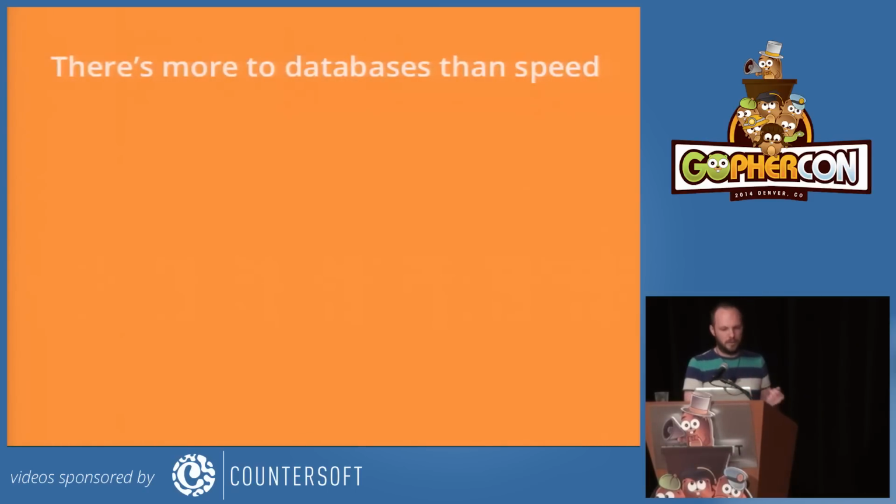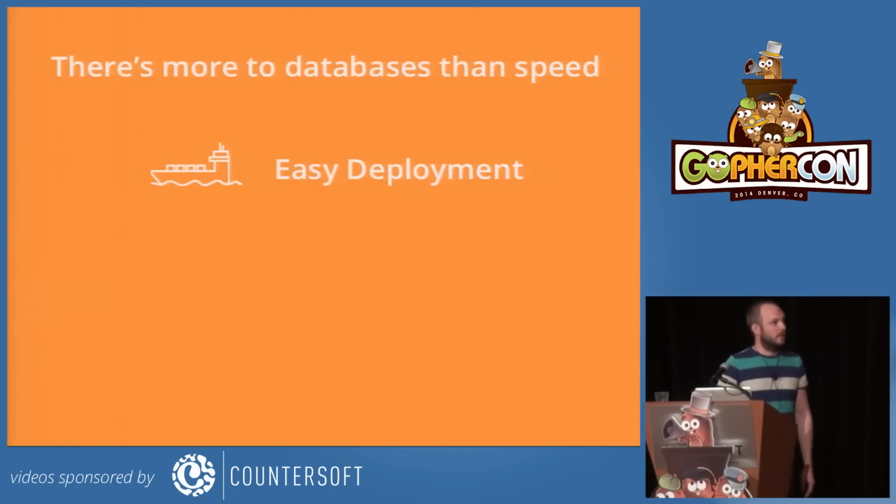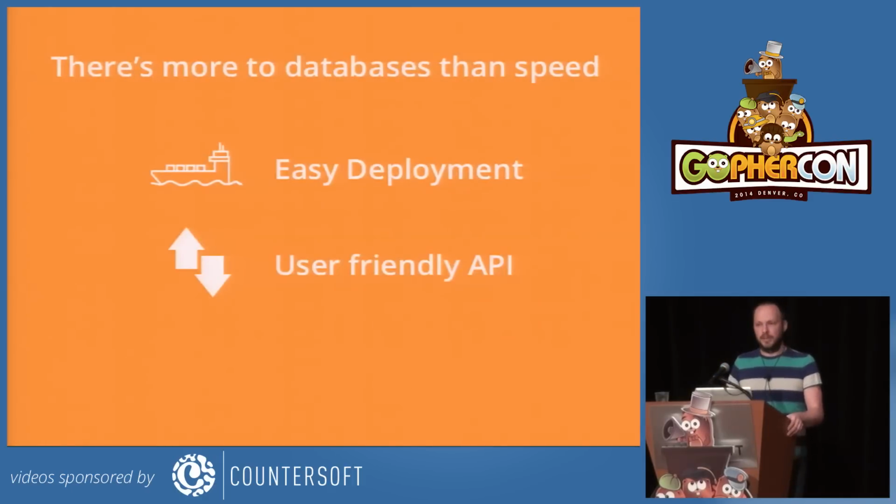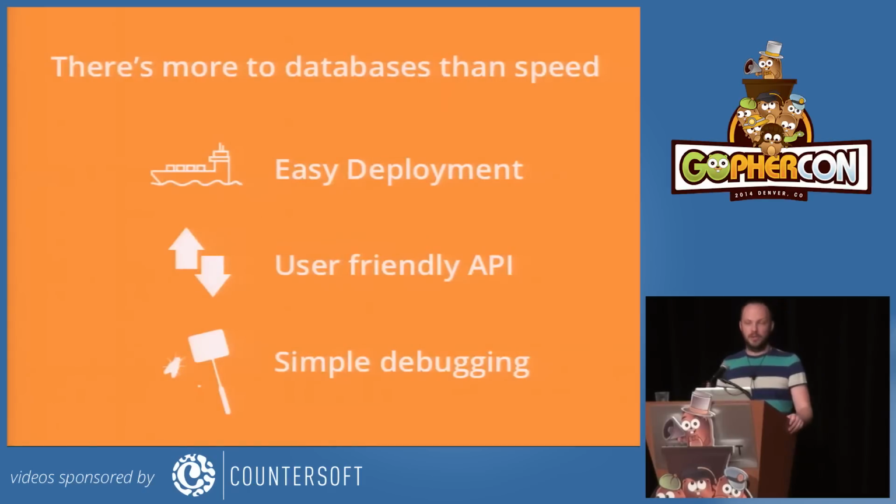And there's another thing: databases aren't just about speed, like raw power. We're getting cheap hardware, cheap RAM, all that stuff. Other things matter, like easy deployment, like we have Docker. There's a whole ecosystem around Docker and how to deploy stuff easier. You have things like user-friendly APIs. JSON over HTTP is a huge pain when you're trying to do C. It's rough. And simple debugging. You go to Go, and you get a nice stack trace showing what's going on in there. Great profiling tools. You get some stuff in C, but it's a little rough.